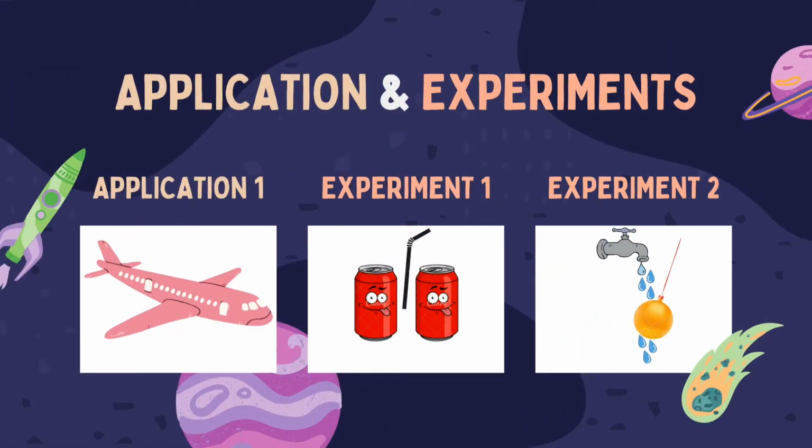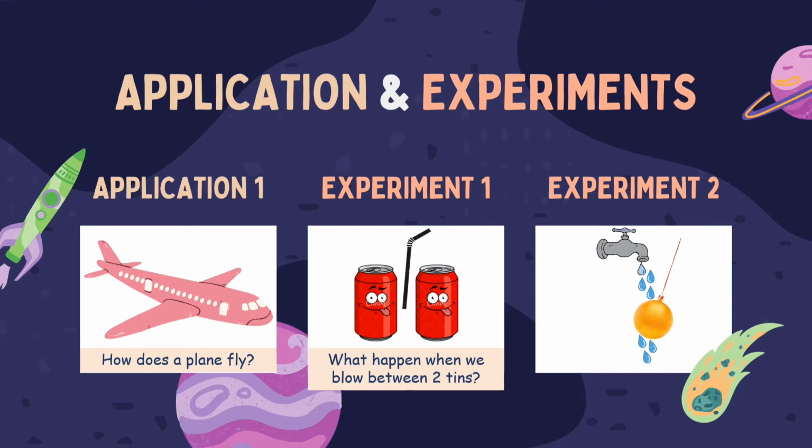Now, the first application that we will show you is how can aeroplane fly. Well, the first experiment is what will happen when we blow between two tins. And lastly, what will happen when we suspend ping pong ball in water. Now, let's see how can airplane fly.